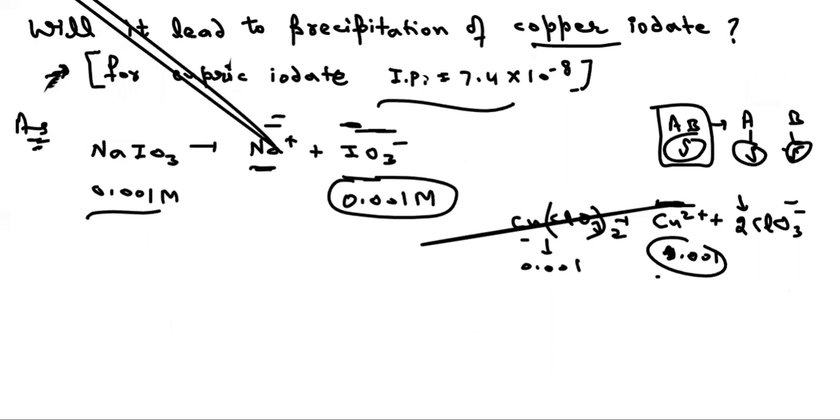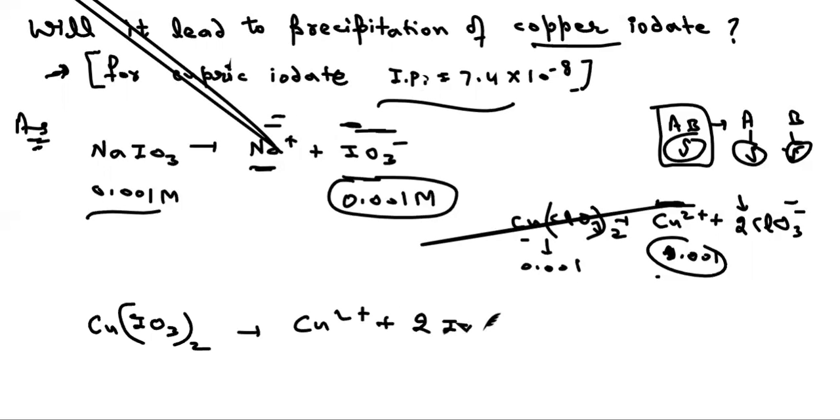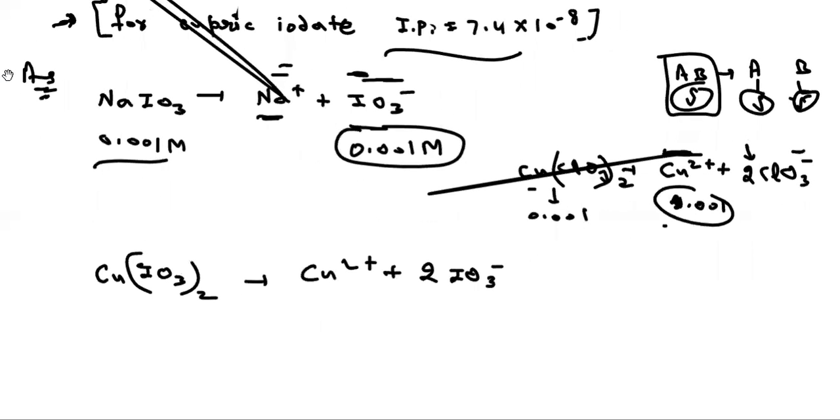So here I can say that for copper iodide the formula is Cu(IO3)2, right? So that would be Cu2+ and that would be 2IO3-. So for KSP, can we find out KSP for that? Very simple it is. So can I say that would be S and that would be 2S? And S is already given to you. This is molarity, which is solubility. This is also molarity, which is solubility, right?